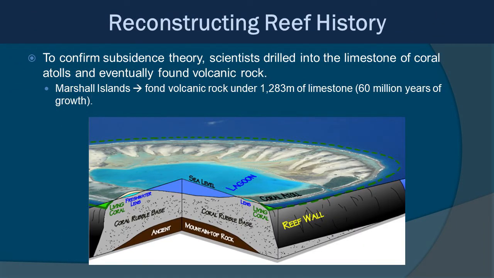To confirm this subsidence theory, scientists drilled into the limestone of coral atolls and eventually found volcanic rock, which makes sense because that was the basis of where they started to grow. An example of this is the Marshall Islands. They found volcanic rock under about 1,283 meters of limestone. That's 60 million years of coral growth, which is incredible.